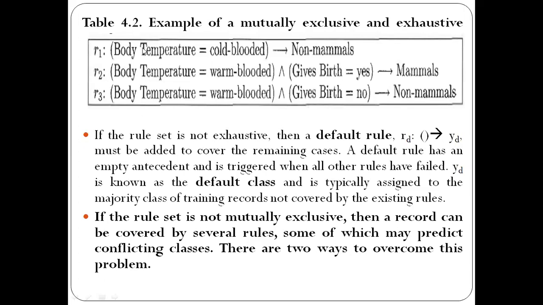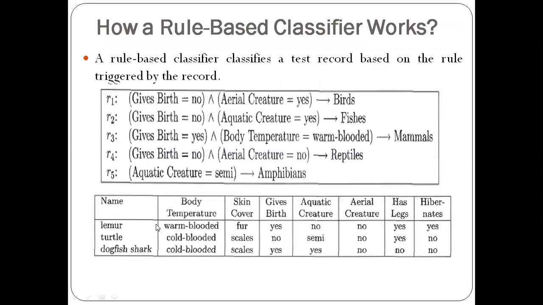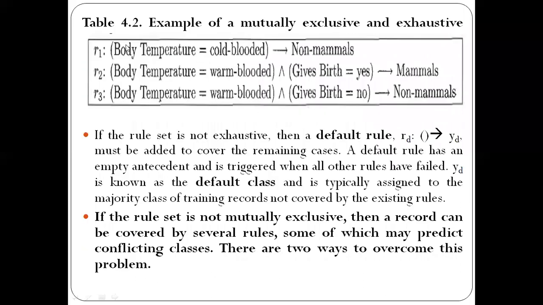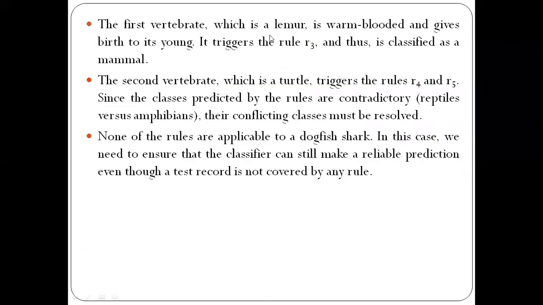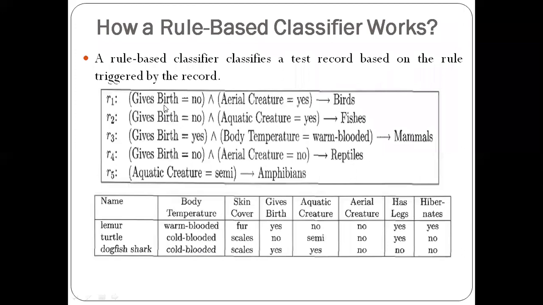Now if you use these rules, see here, for the dogfish, the body temperature is cold blooded. Body temperature being cold blooded means it will be classified as non-mammal. So we are able to assign the class label non-mammals for this third record. But if you use this set of rules, then you will not have a solution for these two records.